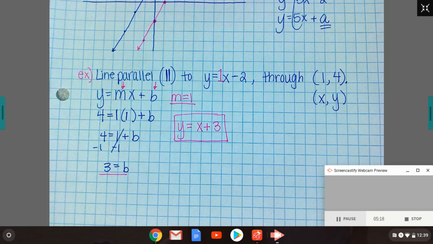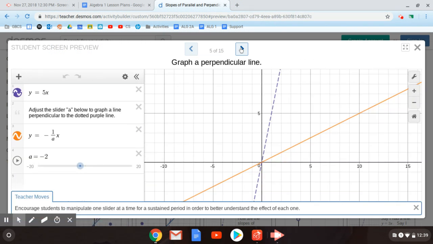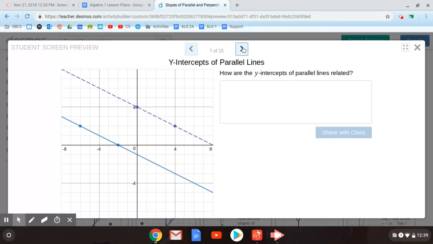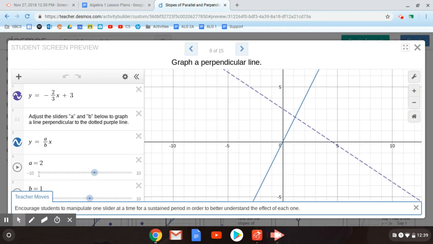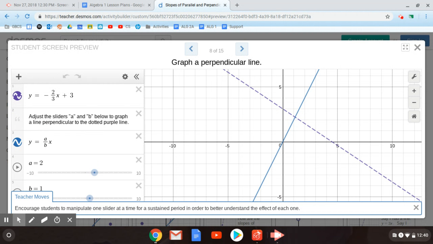There we go. All right, let's do a little looking at perpendiculars now. Let's go back to our Desmos activity. Let me move over to the one I want. Here it is. All right, so we were given this purple line that's dashed, y equals negative 2/3 x plus 3. We want to adjust the sliders of a and b to graph the purple line so it's perpendicular to the blue one.